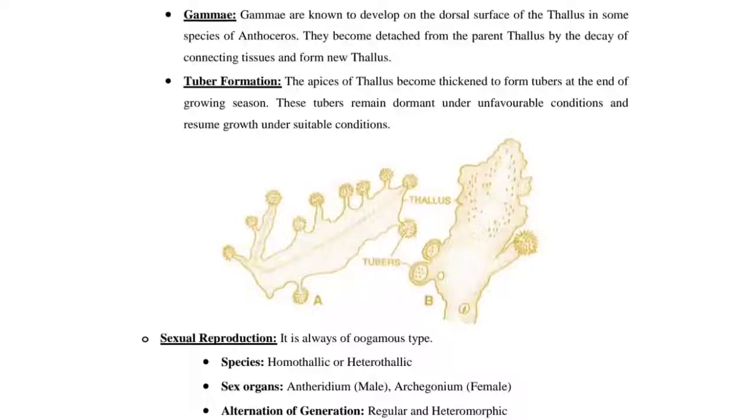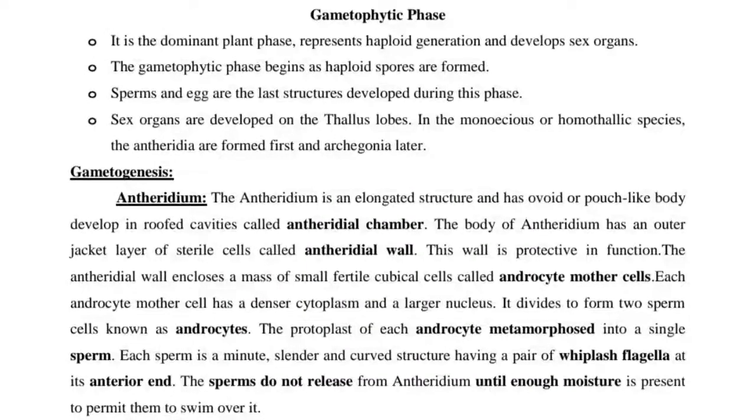Sexual reproduction. It is always of the oogamous type. Species are homothallic or heterothallic. Sex organs: antheridium, male; archegonium, female. Alternation of generations is regular and heteromorphic. Gametophytic phase. It is the dominant plant phase. It represents the haploid generation and develops sex organs. The gametophytic phase begins as haploid spores are formed. Sperms and egg are the last structures developed during this phase. Sex organs are developed on the thallus lobes.